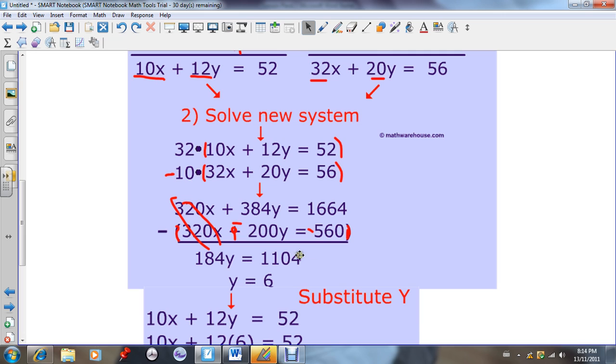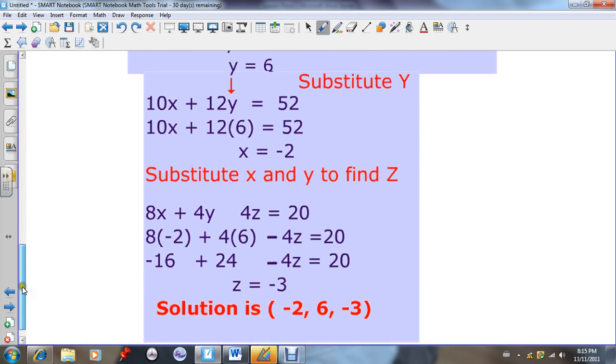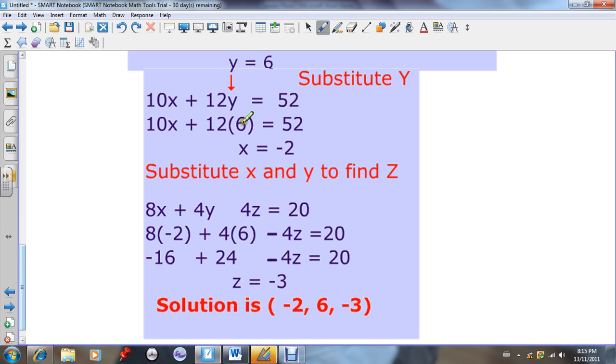y equals 6. You're going to substitute this into either this one or this one, right? Then you'll find what your x is. That's what you're left with. You sub that into, say, 10x plus 12y equals 52. You get x is minus 2. You see right here. Substitute your x and y to find z.